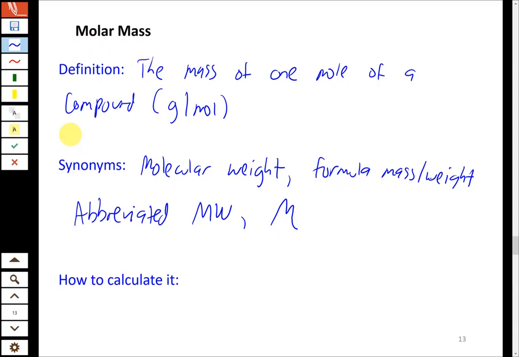All right, so how do we calculate it? Because, again, the periodic table directly gives us atomic mass, but there are no substances on the periodic table. Well, it's pretty simple to do. We just have to add together the individual atomic masses from the chemical formula.